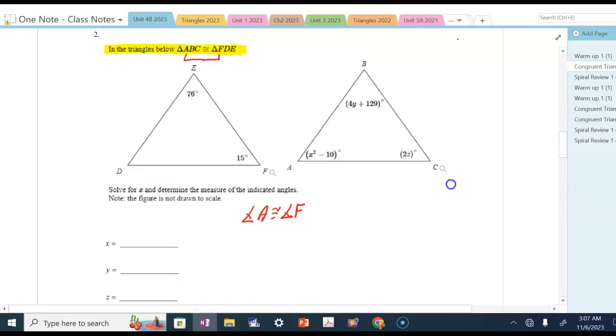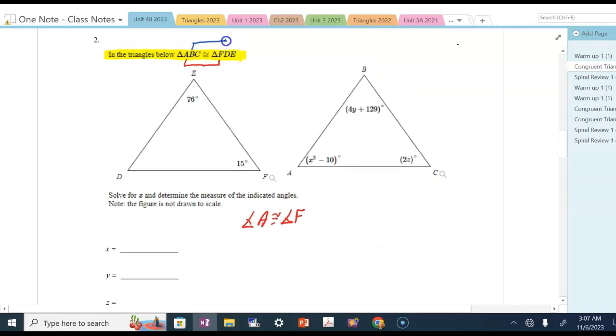I know B goes with D. So angle B is congruent to angle D. And I know C goes with E. So like in the previous question, I can start substituting. So in the green, we got 2Z is equal to 76.